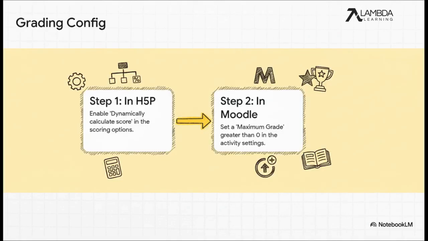So here they are. Step 1. Inside the H5P settings, you have to find and enable Dynamically Calculate Score. Step 2. Back in the main Moodle activity settings, you have to set a maximum grade that is anything other than 0. If you miss either one of these steps, no grade will ever show up in the gradebook.